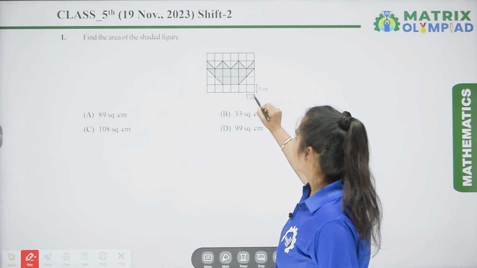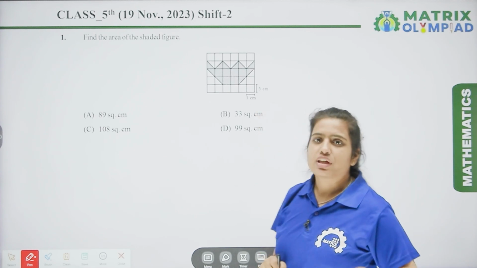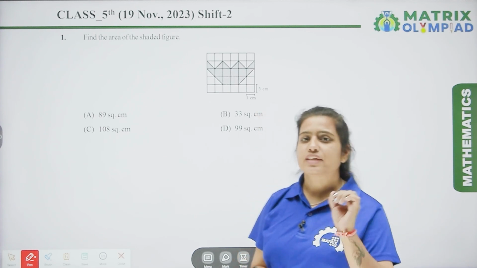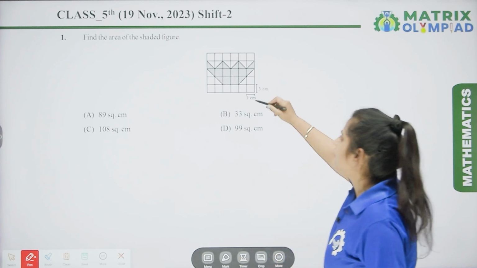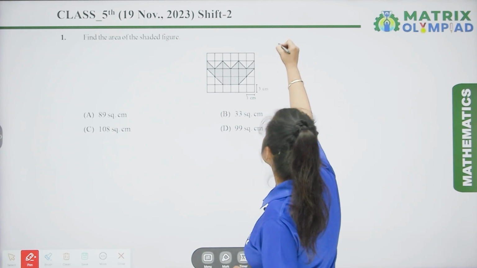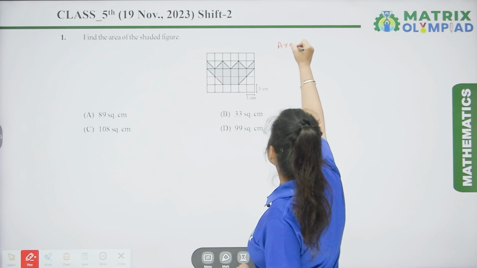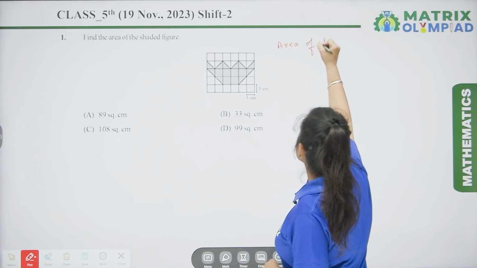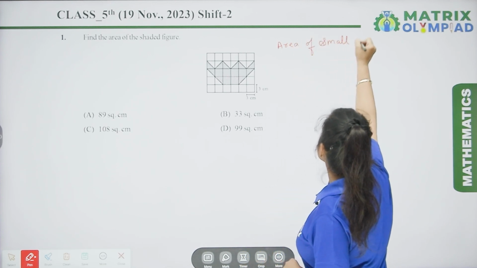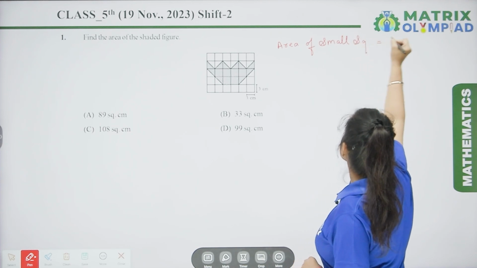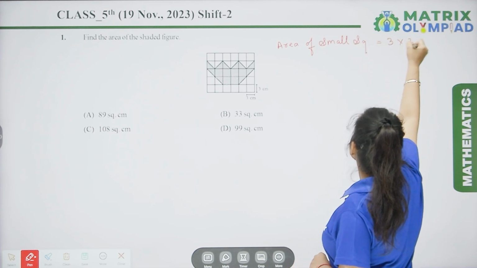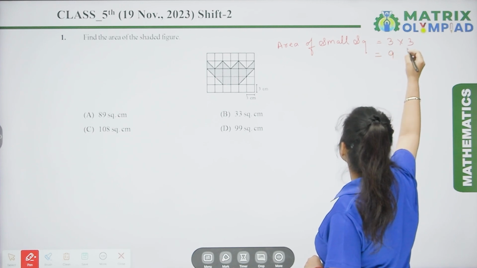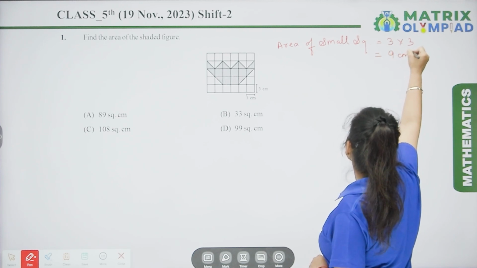One small square area is 3 multiplied by 3. As we know that area of a square is side into side. So here sides are given to us, that is 3 into 3. So area of a small square is side into side, that is 3 into 3, that is equal to 9 centimeter square.